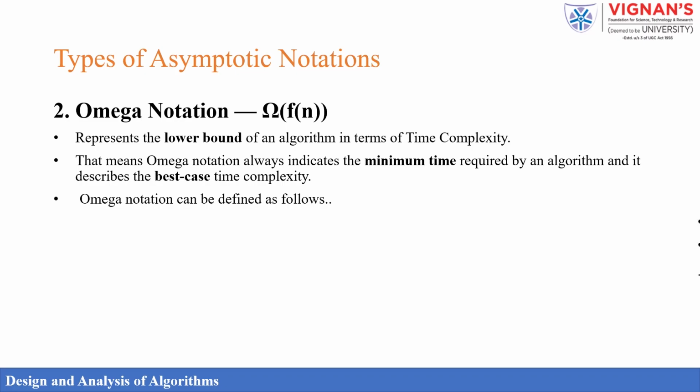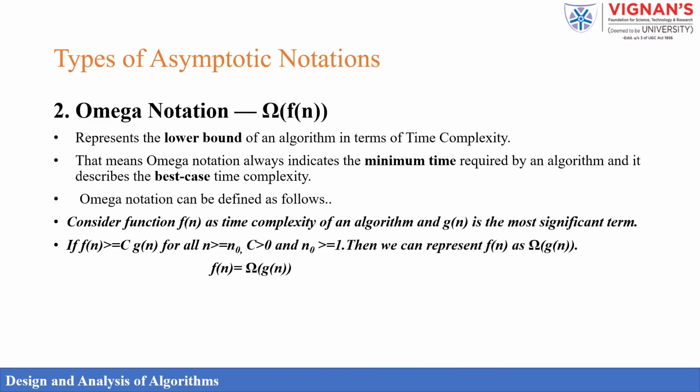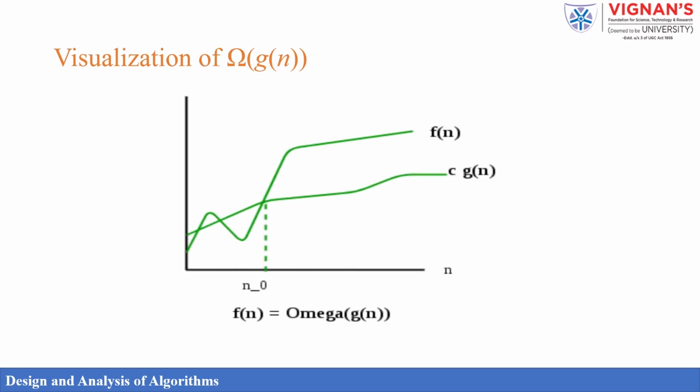If f(n) ≥ c·g(n) for all n ≥ n₀, where c > 0 and n₀ ≥ 1, then f(n) = Ω(g(n)). It guarantees the algorithm takes at least g(n). The graphical representation of omega notation can be given as below.